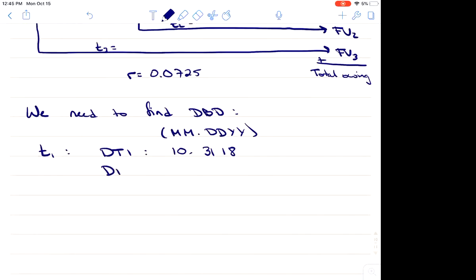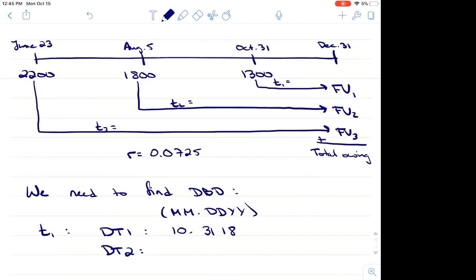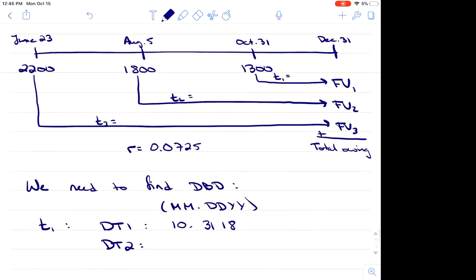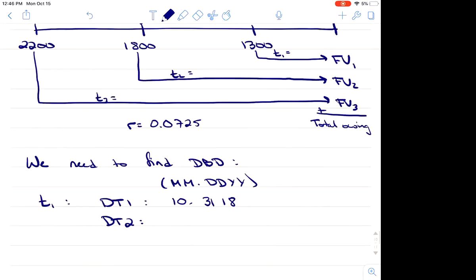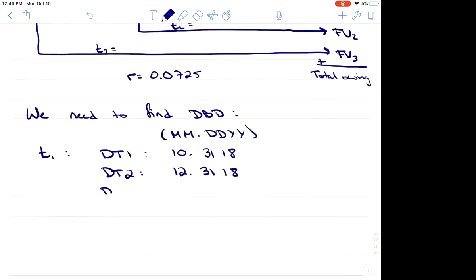Date 2, December 31st. Date 2 is going to be the same for all of these, so once you enter it once, you can just leave it for the rest of them. So date 2 is December 31st, so 12.3118. Days between dates, I'll put a little star on there to indicate that that's the one I'm calculating.